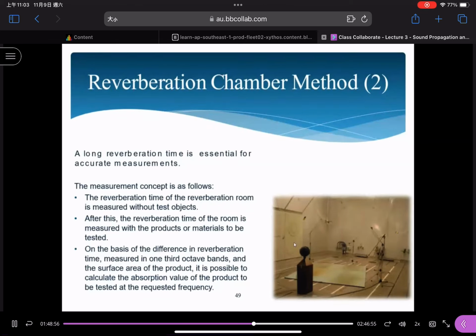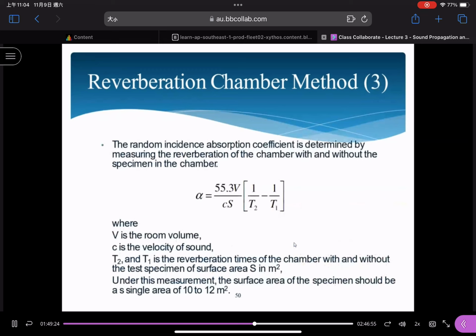Before we put this material inside this testing lab, we measure the reverberation time. After that, we put this material inside the lab, and we measure the reverberation time again. Because now we have one more material here, the reverberation time must change, correct? When we compare these two parameters, we are able to find the absorption coefficients. These are the procedures. And what are the equations we can use to find this?